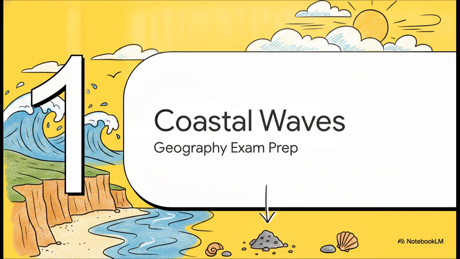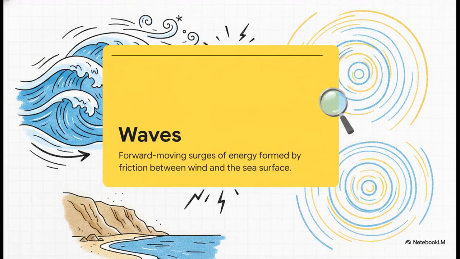Okay, let's dive right in and lay down the absolute baseline knowledge you need. I need you to commit this exact definition to memory. Seriously, highlight this. Waves are forward-moving surges of energy formed by friction between the wind and the sea surface. When you look out at the ocean, it's so easy to think, oh, I'm watching water move. But actually, scratch that, you're watching energy move. It's the friction from the wind blowing across the sea surface that transfers energy into the water. Never forget that. Waves are energy moving through water, triggered by the wind.